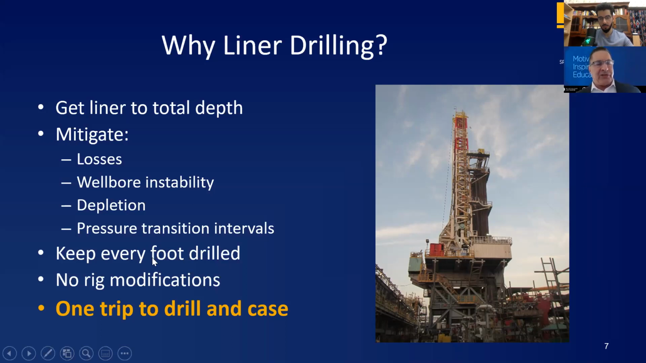In liner and casing drilling, you keep every foot drilled. Once you've drilled it, you keep it. That's a big deal. Here's one: no rig modifications. Typically, when you go out to drill with a liner, you're going to be using almost the same liner system you would use if you conventionally installed that liner. And there's nothing the rig contractor has to do to modify his rig to accommodate the liner drilling. And last but not least, one trip to drill and case the hole.